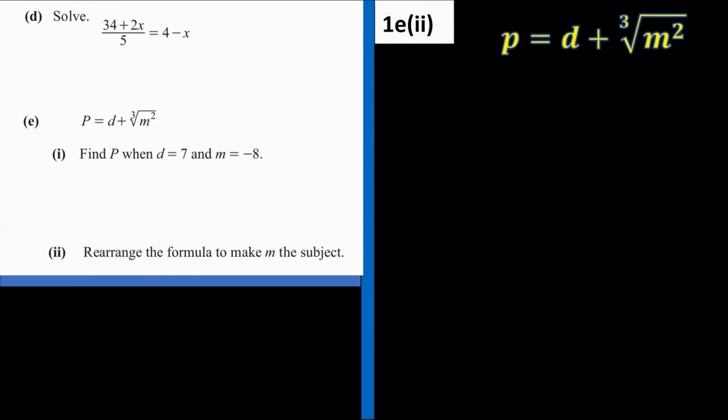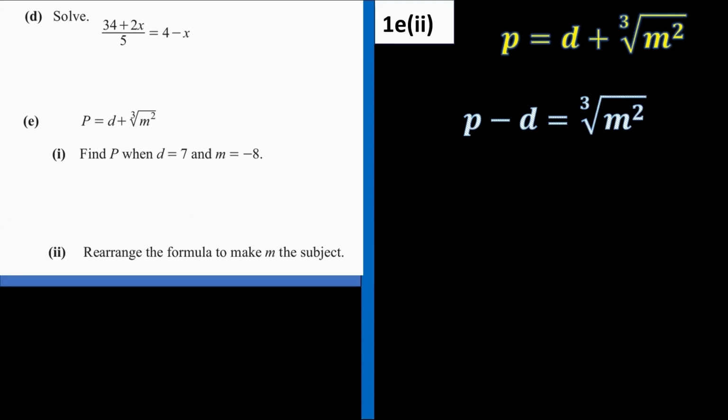And so this is the formula given to us. Initially, P equals D plus the cube root of M squared. And so we want to make M the subject of the formula. What do we do? We are going to move D to the left, and that will give us P minus D equals the cube root of M squared. And then we'll be thinking, we just want M to stand out. What else can we do?